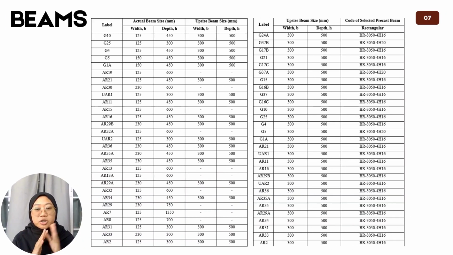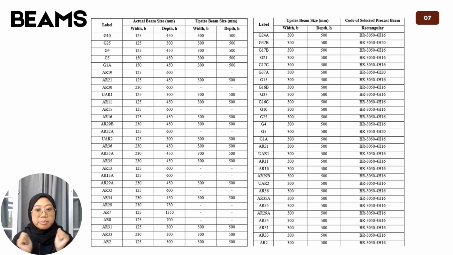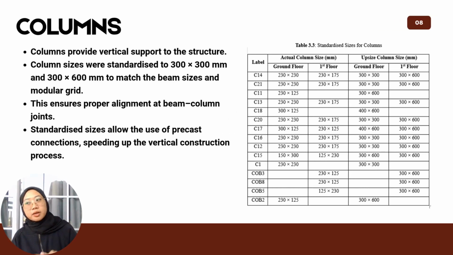This is also the continuation of the table. We have the actual beam, and then we upsize following the JKR standard, and we also list the code of the selected precast beam that we choose for our beam size. I will proceed to the column. The column provides the vertical support to the structure, and the column size was standardized to 300 by 300 and 300 by 600 to match the beam size and the modular grid.